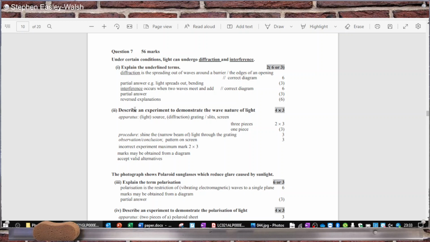So you can have the marking scheme there. Apparently the first part was what's diffraction, and then to describe the experiment. So I can't imagine the marking scheme would differ too much from this. What was it, 56 marks? So that's for the full question though.